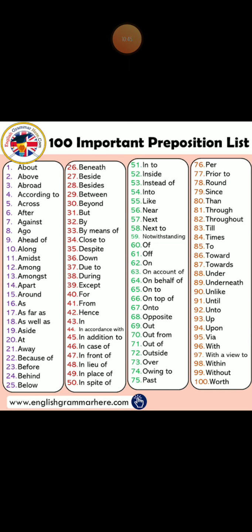So please note it down and just read prepositions, learn prepositions as much as you can, and try to use the prepositions in your sentences. Practice well, and whatever I have discussed, just note it down to make it clearer for further reference.